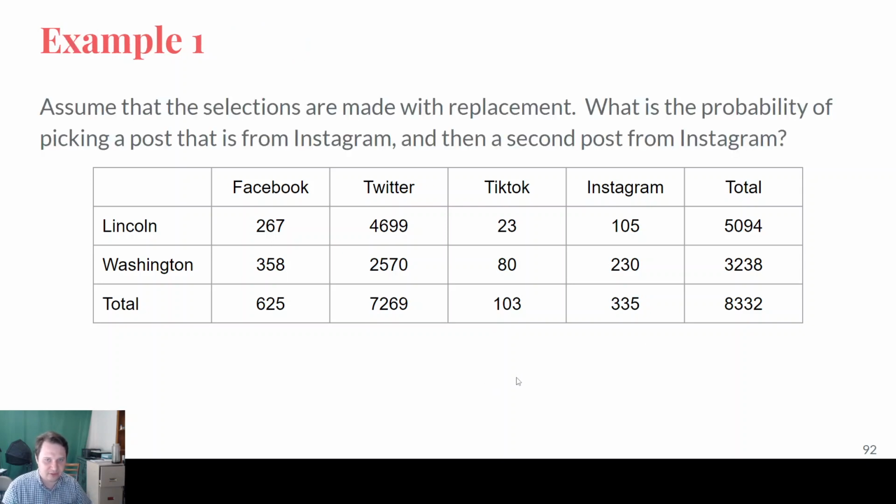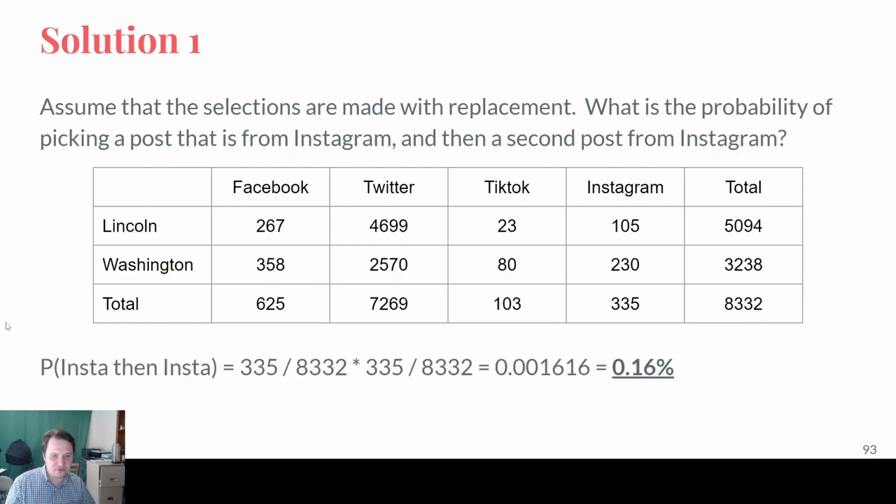Let's answer some questions about this. Assume that the selections are made with replacement. What's the probability of picking a post that is from Instagram and then a second post that's from Instagram? Well, you can see here that we have 335 posts from Instagram out of the total 8,332. Notice it says with replacement, so that means if we pick a post, we're going to put it right back in and then pick again. And so because of that, the numbers don't change. These are independent events because we put the post back and then randomly select it again. So Instagram, then Instagram, all the numbers stay the same.